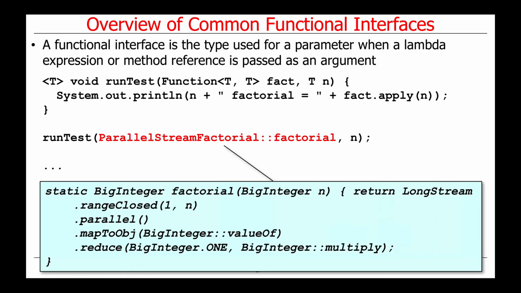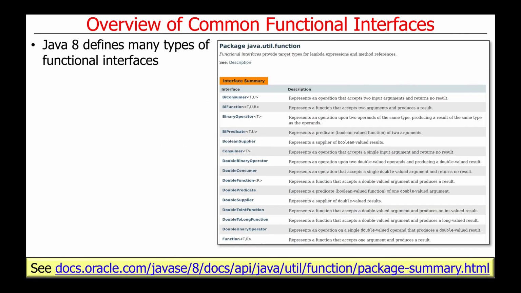Down here we see how this runTest method is actually used in practice. In this case, we're passing in the parallel stream factorial method as a method reference, as well as the value n. The implementation of this method is shown down below. It essentially goes through all the numbers from 1 to n, inclusive, running in parallel, computing each of these into a BigInteger, and then calling the reduction operation, which will multiply all the values together until it creates the BigInteger factorial as the result. We'll come back and look at this function later on. The main thing I want to show here was just the use of passing method references, or lambdas as the case may be, as a parameter to the runTest function.